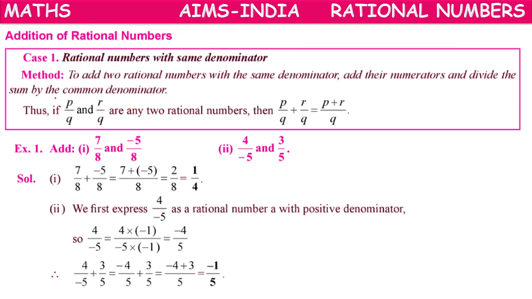If the rational numbers are p by q and r by q, then to add p by q plus r by q, we add the numerators p plus r. The denominator q is common, so we take it only one time. This sum divided by the denominator is the value of the addition of the given two rational numbers.